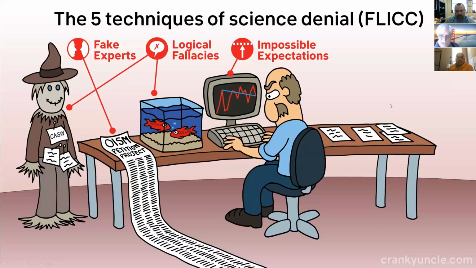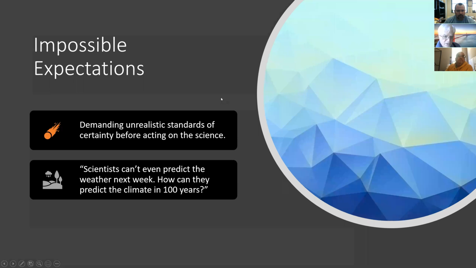Impossible expectations is another thing. Science always has a degree of uncertainty in it. And a lot of folks expect 100% accuracy. So for example, with the COVID thing, not everyone who's exposed to it catches it. So people will use that for an example.